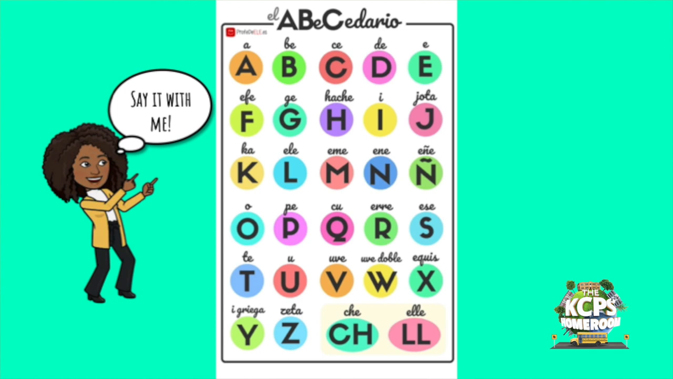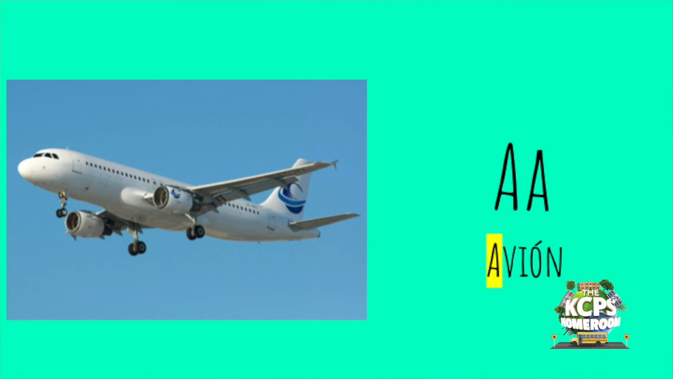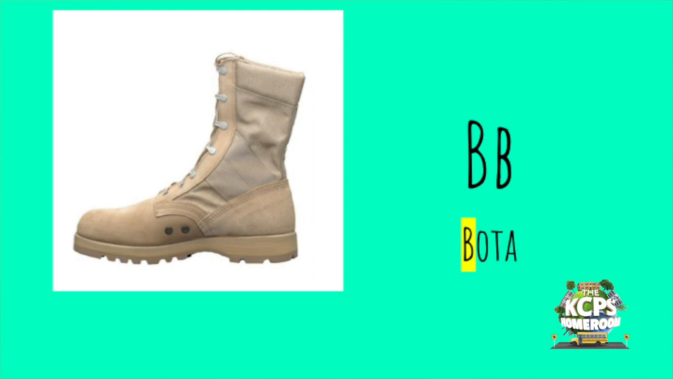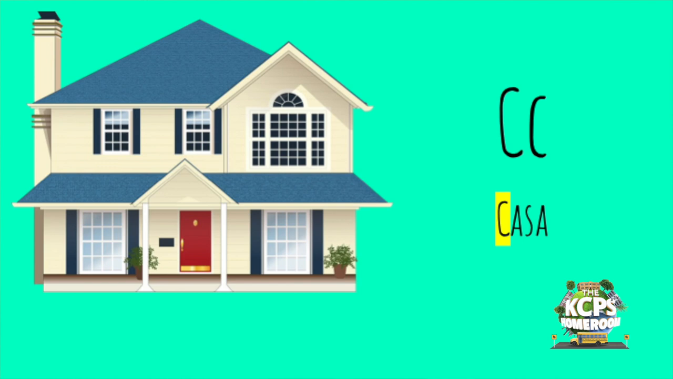So now let's try to pronounce these letters with some pictures. Are you ready? So first we have A, avión. Repeat. Avión, which is an airplane. We have B, bota. Repeat, bota, which is a boot. C, for casa. Repeat, casa. If you guessed it's a house, you're correct.